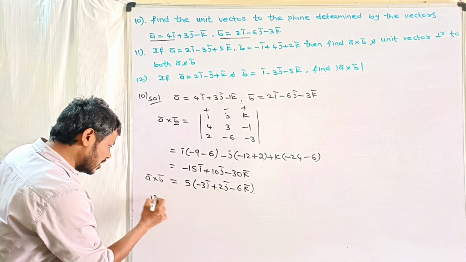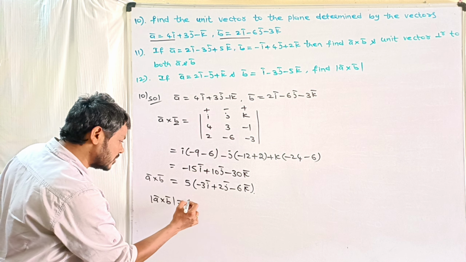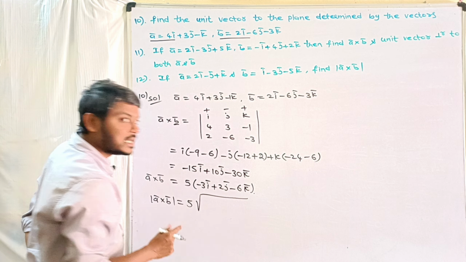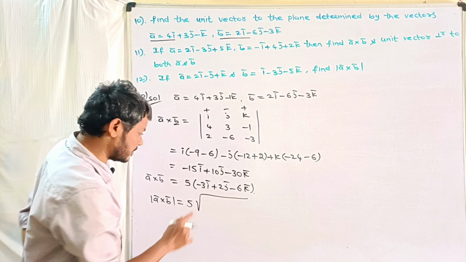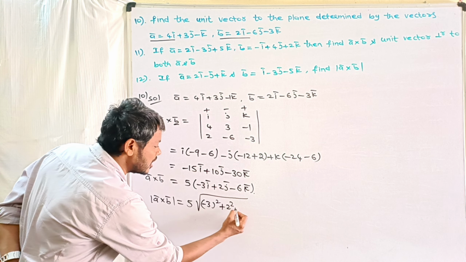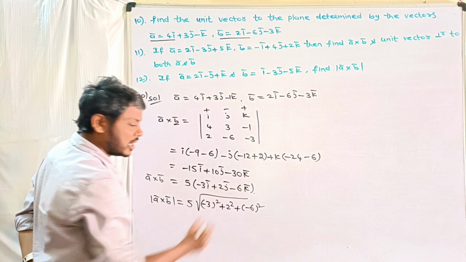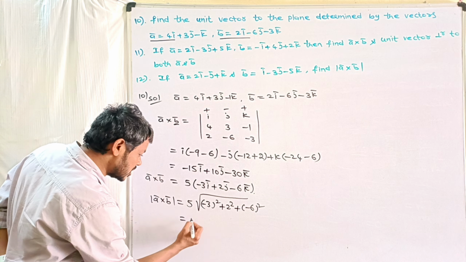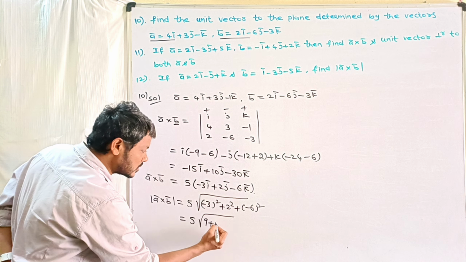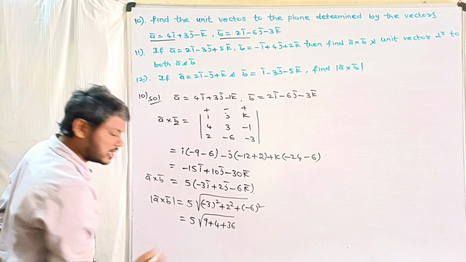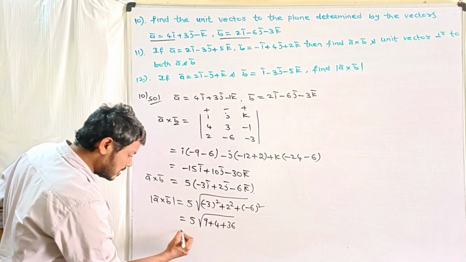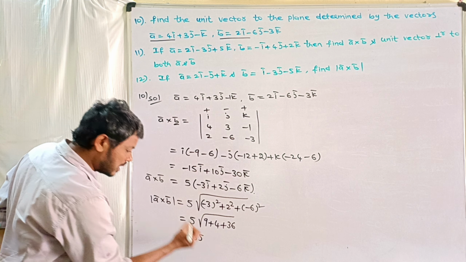We can find the modulus of A bar cross B bar, which is 5, write as it is, square root of the sum of the squares of the coefficients. That is -3 whole square, next 2 square, next -6 whole square. So we can simplify this: 5 root of -3 square 9, 2 square 4, 6 square 36. So 36 plus 4 plus 9 is 49. So root 49 is 7. 5 into 7 is 35.